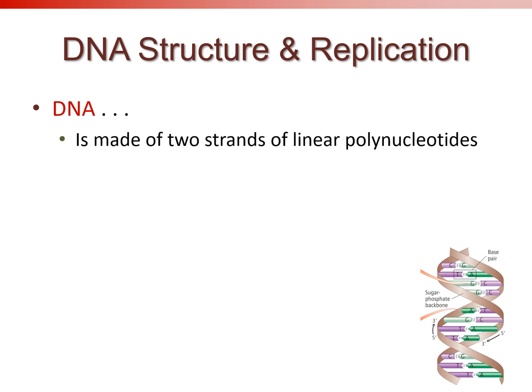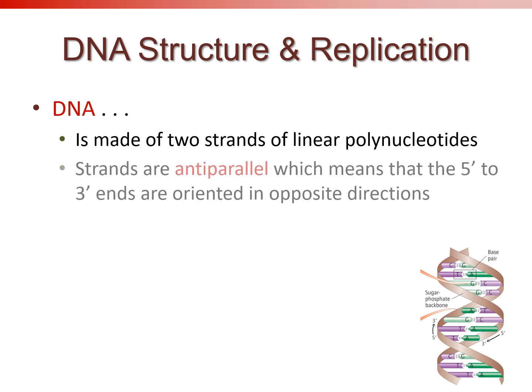All right. So DNA is made up of 2 strands of linear polynucleotides. Linear means that they're side by side. That's basically what it's saying. And they're going to have directionality, and we can see that in this picture. We have 5' to 3', and then this strand right here is going 5' to 3', but in this direction. So this one's going 5' to 3' in the down direction. This other one is going 5' to 3' in the up direction. These strands are said to be anti-parallel, which means that the 5' to 3' ends are oriented in opposite directions. And I just pointed that out on this picture.